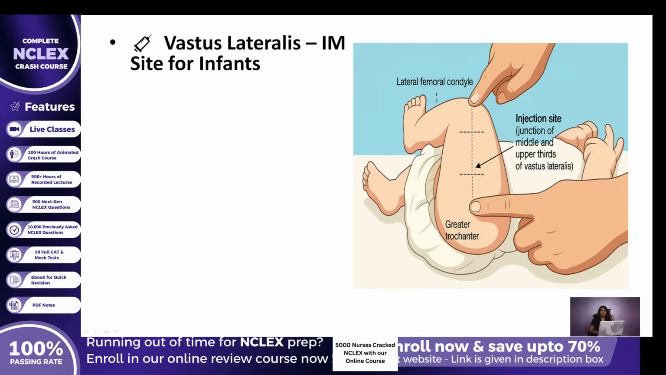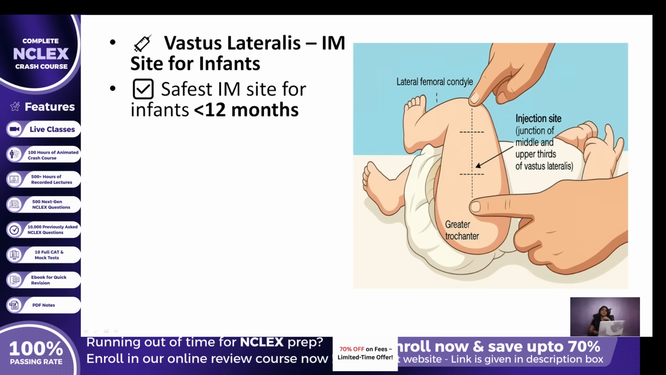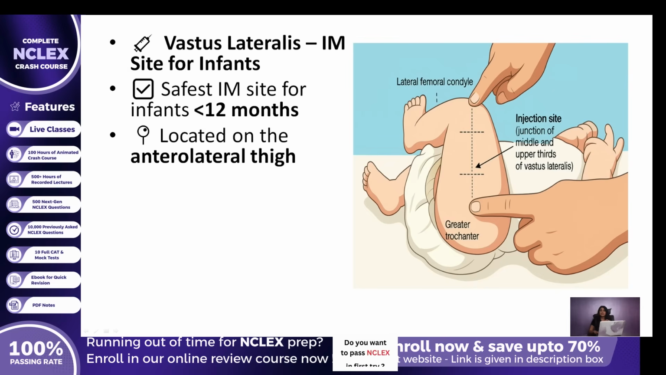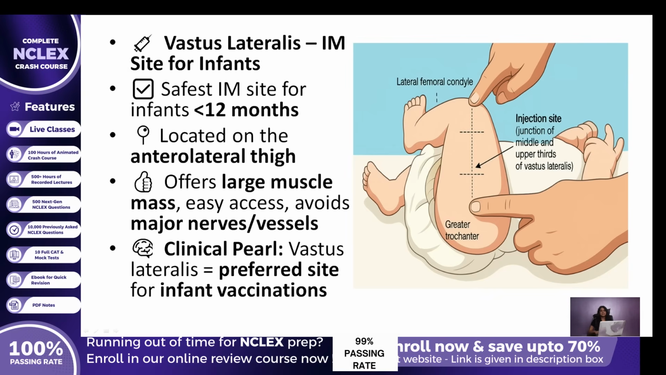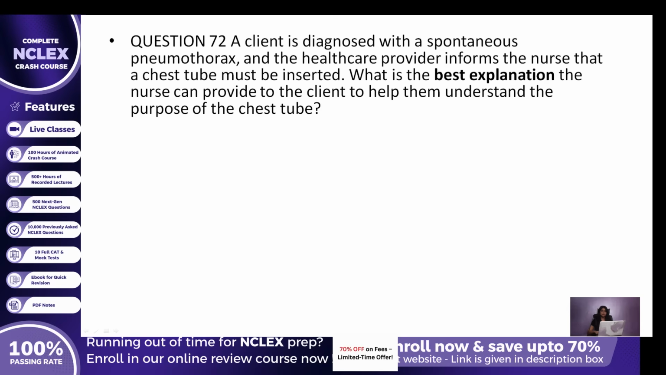This site, located on the anterolateral thigh, is the safest and most recommended intramuscular site for infants under 12 months. It offers a large muscle mass, is easily accessible, and avoids major nerves or blood vessels, making it ideal for effective and safe vaccine delivery. Next, let us review a fundamental respiratory care concept involving chest tubes.